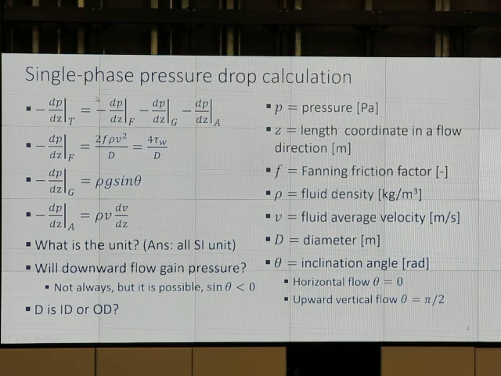Total pressure loss is frictional pressure loss plus gravitational pressure loss plus accelerational pressure loss. I use all minus signs because they indicate pressure loss, so dP/dZ. If I have a pressure loss, how do I calculate dP/dZ? This means P at downstream minus P at upstream, divided by the difference. P at downstream is lower because I have pressure loss, so I put a minus sign so that it becomes positive. All right.